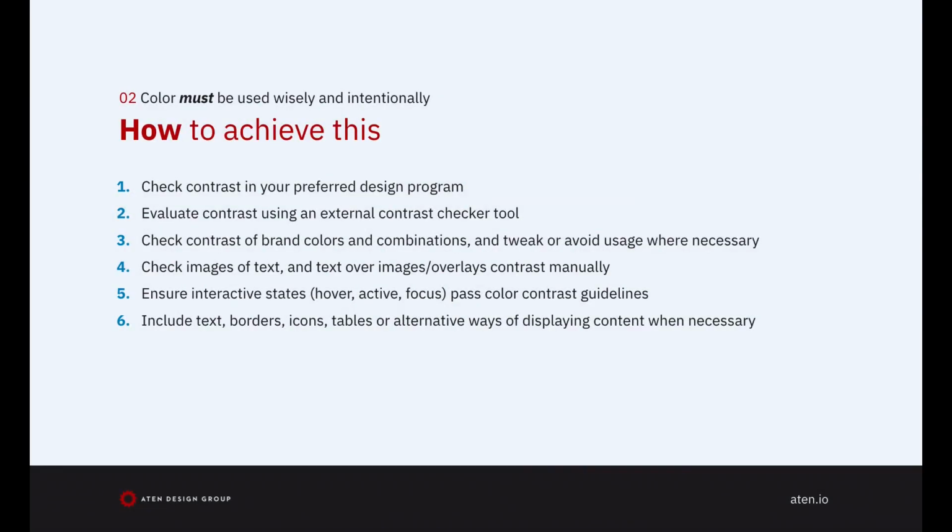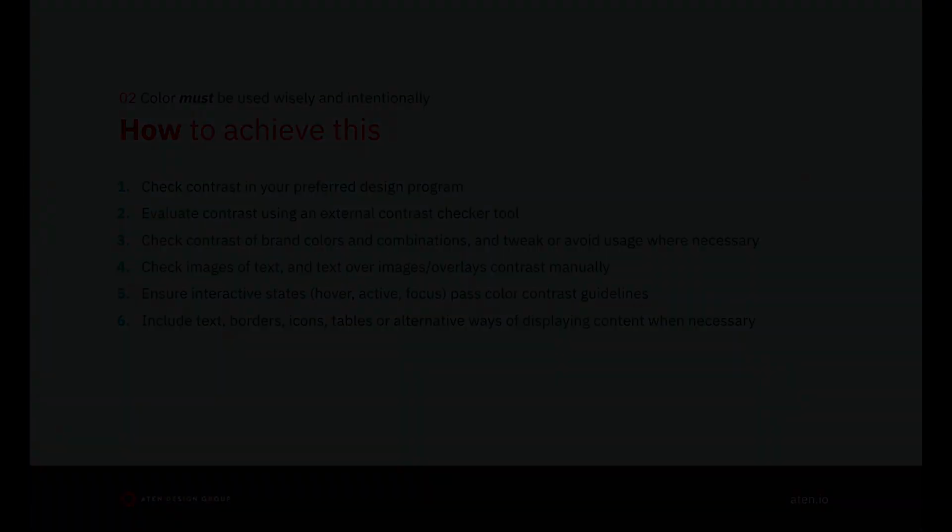Include text, borders, icons, tables, or alternative ways of displaying content when necessary. This is important because it doesn't always help just one person, but some people just may be more visual and the color is really what they're looking for. Other people are more analytical, so maybe a table that goes with the graph just makes more sense. It just gives users a way to digest the information that works best for them.